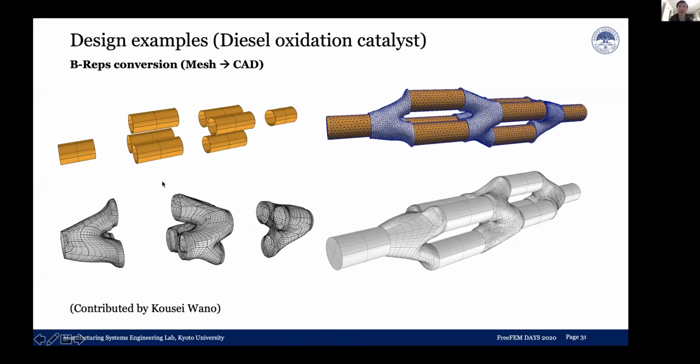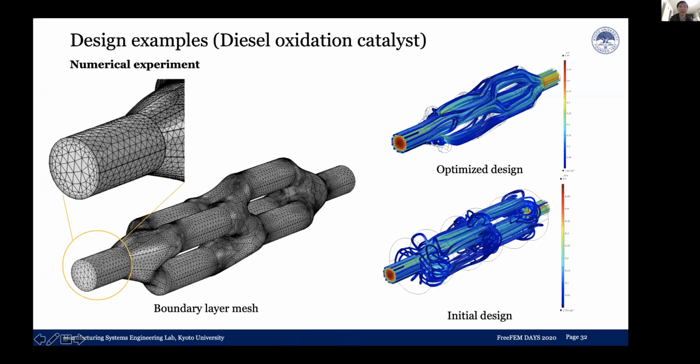And also we can quickly output the connector part and the pipe part separately to the manufacturer. Then we use the CAD data to do the numerical experiment. In this case, we use the commercial CAD package, COMSOL Multiphysics, so we can generate a high quality boundary layer mesh as shown below.